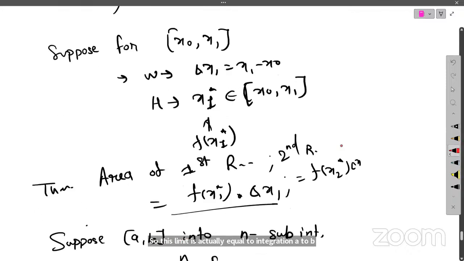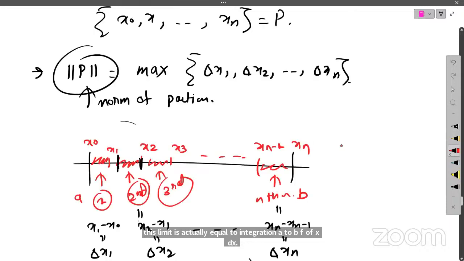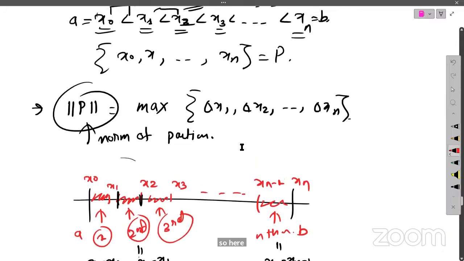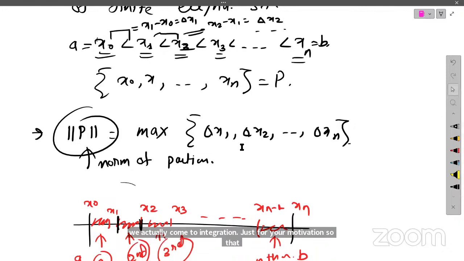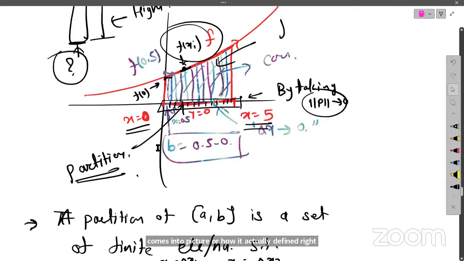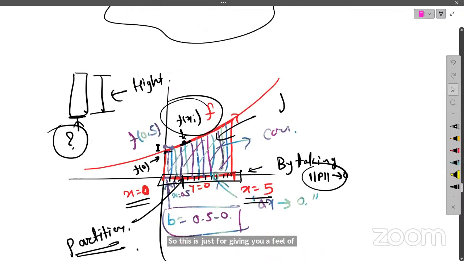Remembering all those things is quite complicated. You don't have to remember all those things, how we actually come to integration. It's just for your motivation, since you know integration, you should know how it comes into picture or how it is actually defined. This is just to give you a feel of how the theory of integration started.